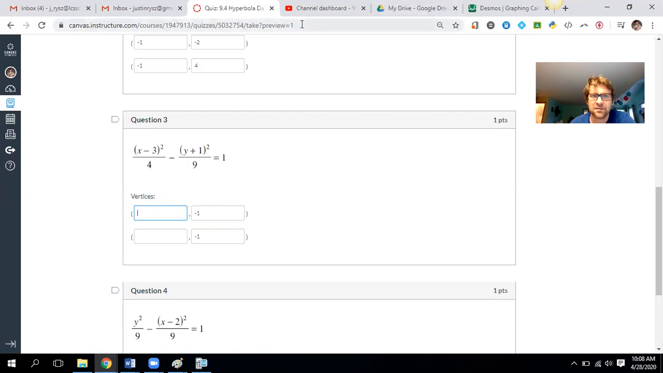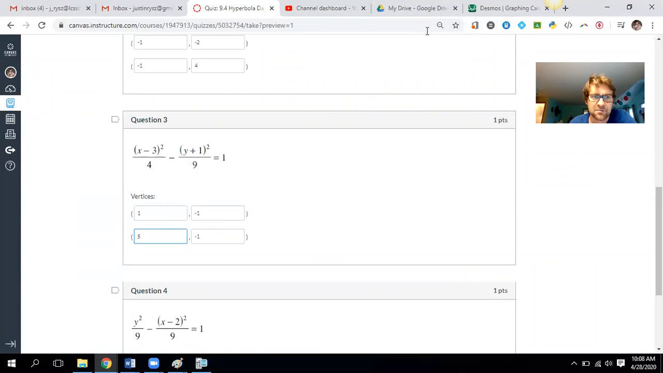Our vertices here, you can kind of see, is going to be this number here plus or minus the square root of the number below that. So we got 3 plus or minus the square root of 4, which is 2. So 3 minus 2 would be 1. 3 plus 2 would be 5. And we're going to type this in to see if this works out.